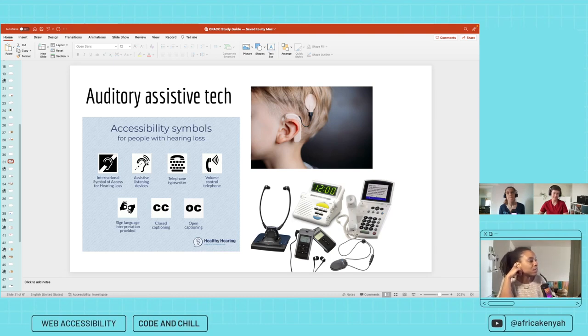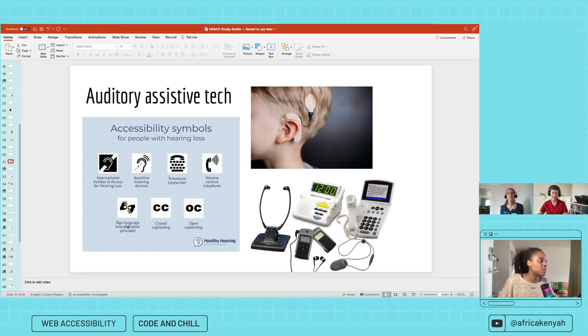Assistive listening devices, it looks the same except it's inverted. So the background's white and the outline of the ear is black. And instead of the white bar going through, it's a dotted black line. And then above the ear part is two lines. I don't know if I'm doing a good job of explaining this, but there's a telephone typewriter one, where it's a symbol of a telephone going down over a keyboard, like keyboard keys. And then volume control telephone is a telephone with speaker lines coming out of it.